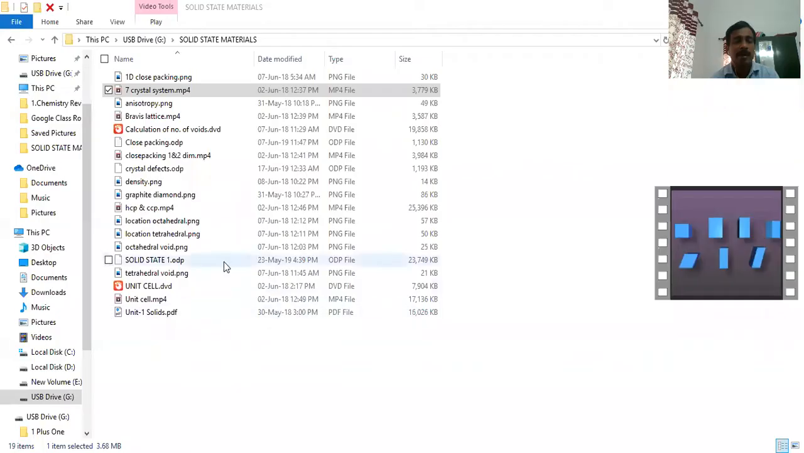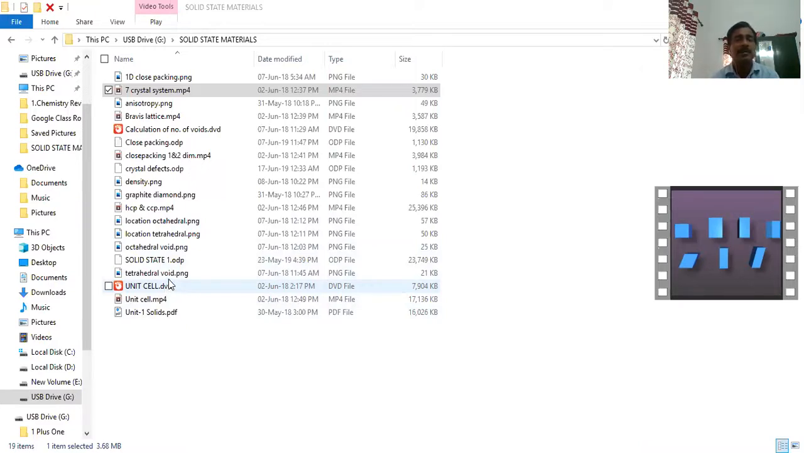The 4 types of solids are molecular solids, covalent solids, ionic solids, and metallic solids.